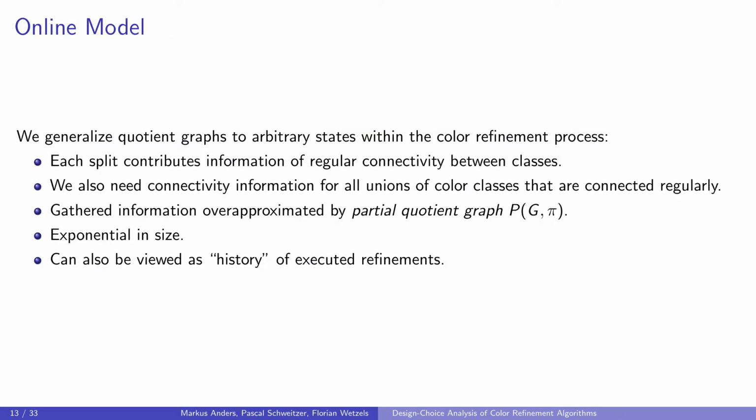For the online model, we now generalize quotient graphs to arbitrary states of the color refinement process, not just the final state. With that, we want to model the on-the-fly available information. Each split or refinement operation contributes information about the regular connectivity between classes. Because we need this information also for unions of color classes, we extend the quotient graph vertices from color classes to all unions. We call this the partial quotient graph, as it only contains the regular connectivity at a specific point in time. Because we consider unions, it is exponential in size. You could also see this as a model for the history of performed refinements.